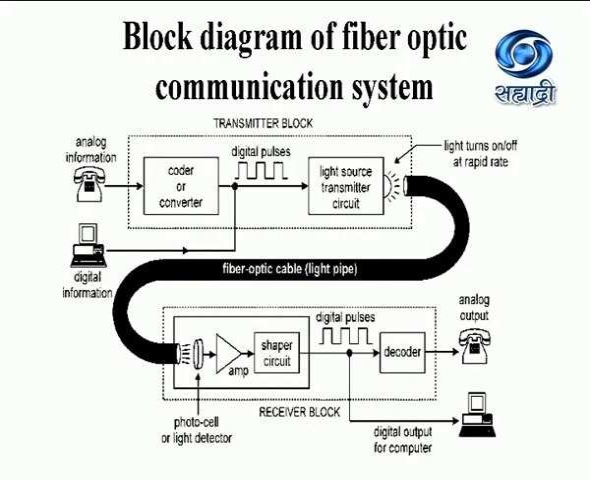After that, the photo detector circuit will convert it into digital pulses, and those digital pulses go to a decoder. We can convert digital pulses into analog pulses, and those analog pulses are connected to the telephone lines, and the digital pulses are connected to the computer directly. So in this way we can explain the fiber optic communication block diagram. It is very simple to understand.